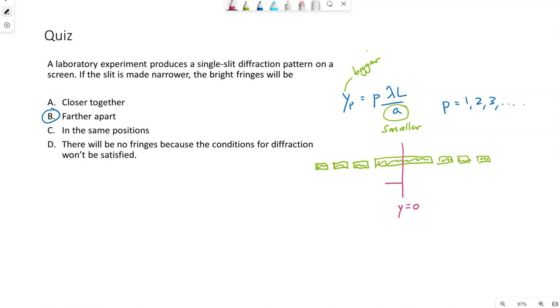So if y gets bigger, for example y1, then that central maximum will be bigger. y2 being bigger means this dark spot would be farther away. So the whole pattern will be spread out over a larger distance. So these bright spots, or bright fringes, will be farther apart.